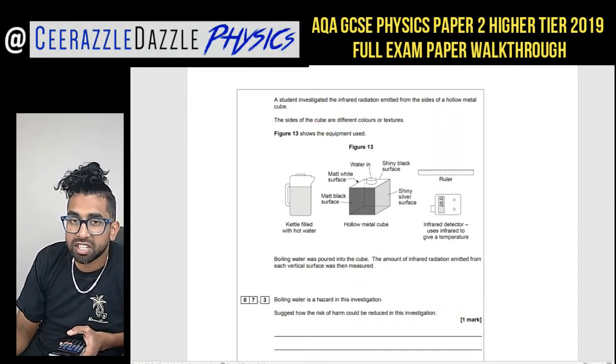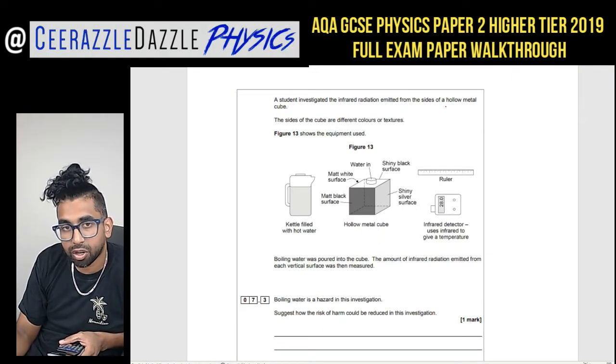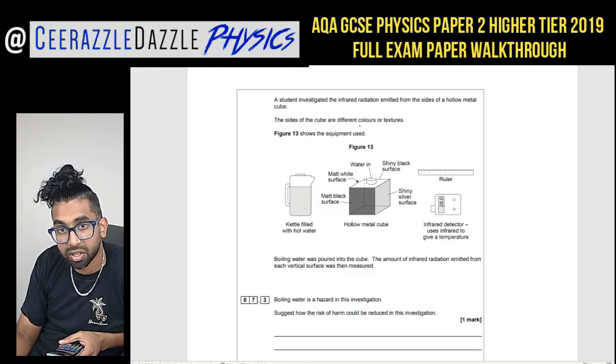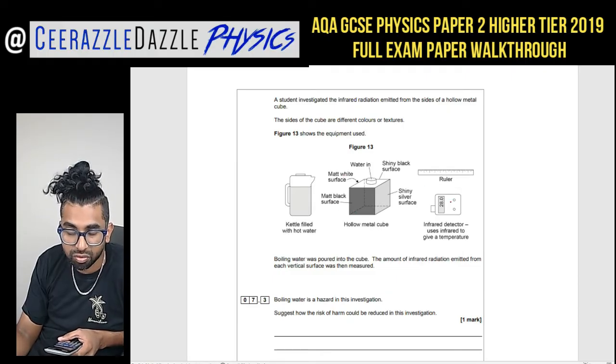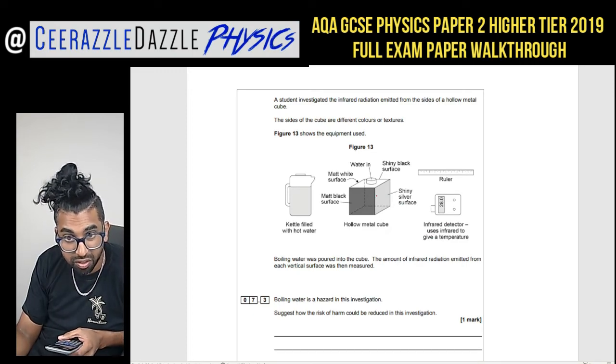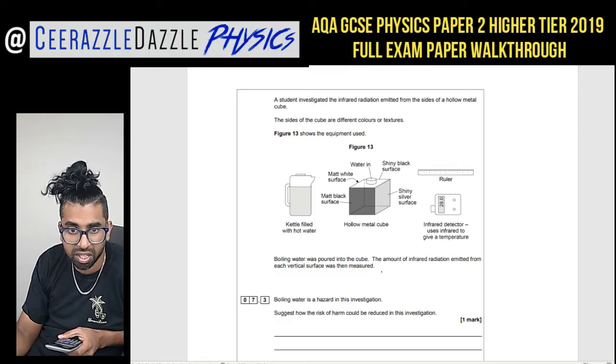A student investigated the infrared radiation emitted from the sides of a hollow metal cube. The sides of the cube are different colours or textures. Figure 13 shows the equipment used. So kettle filled with hot water, hollow metal cube, water in, shiny black surface, shiny silver surface, matte white surface, matte black surface over here. We've got a ruler over here. The infrared detector uses the infrared to give a temperature. So this will obviously emit infrared, and we're going to measure the temperature here.